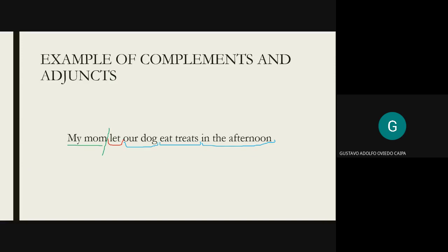So I want you to tell me there in the comments, what do you think about our dog? Do you think that this element is totally necessary to have a grammatical sentence, or can we take the dog or our dog away? In other words, would you think that this is a complement or an adjunct? Remember, complements are obligatory and adjuncts are optional. Do you think that this section right here is obligatory or optional?